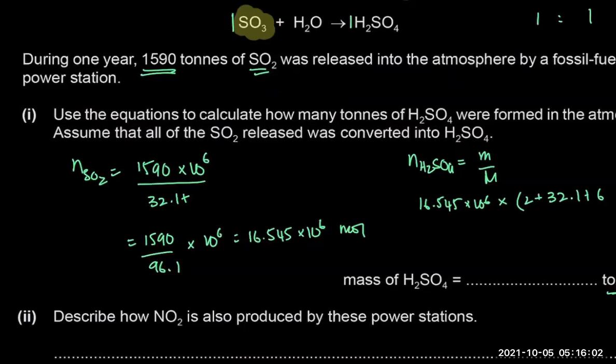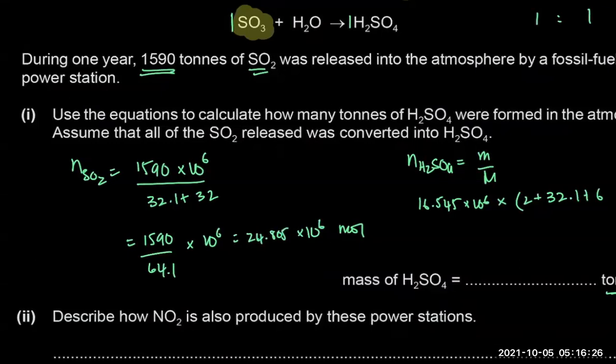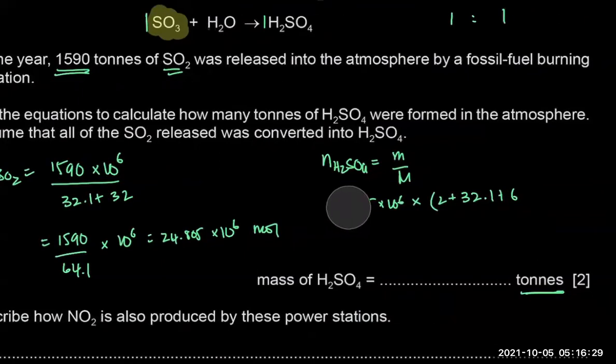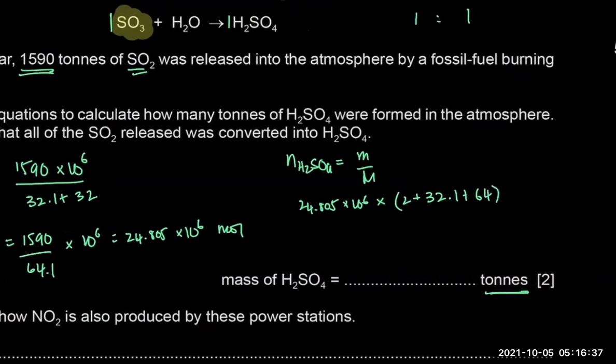This 32 won't be in the mass of SO2. Tell me again, what value is coming? 64.1. 24.805 times 10 to the power of 6 moles. So we have the same number of moles of H2SO4. So 24.805 times 10 to the power of 6 multiplied by 98.1. This is equal to the mass.